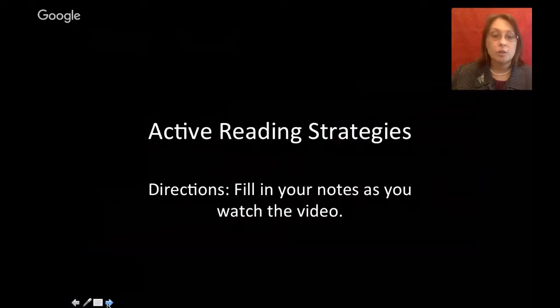Fill in your notes as you watch the video. Pause the video if it's going too quickly in order to be able to fill in all the blanks in your notes.